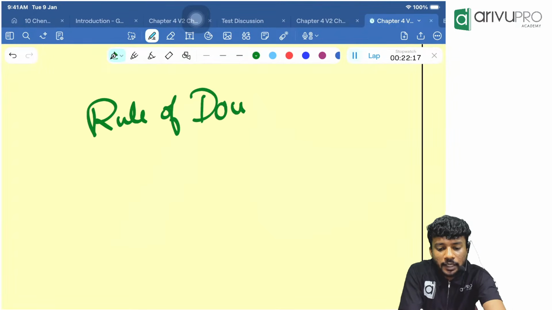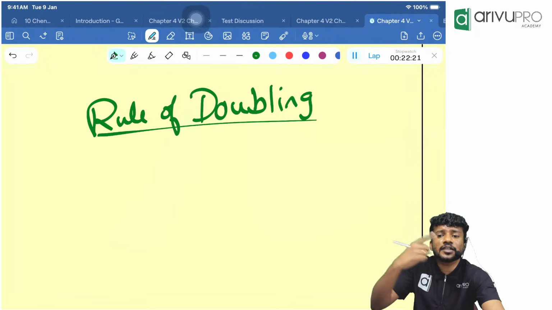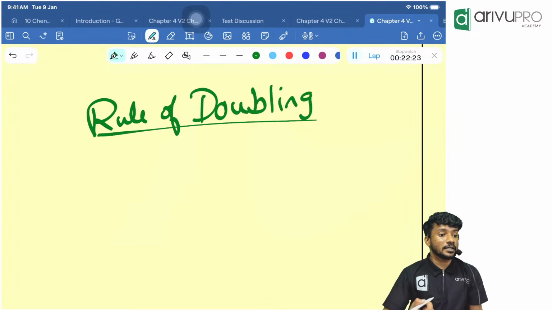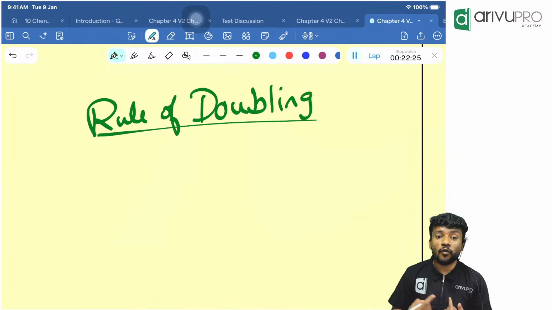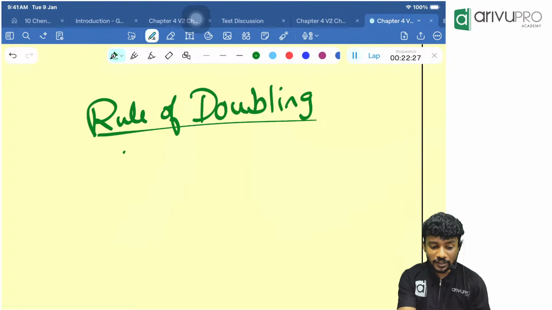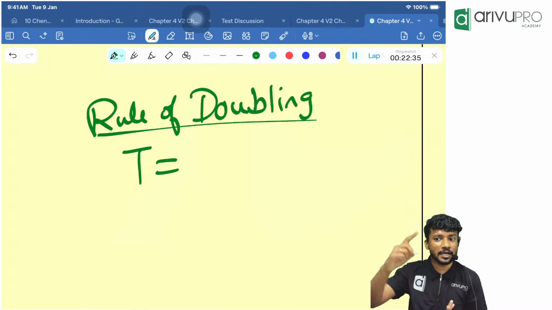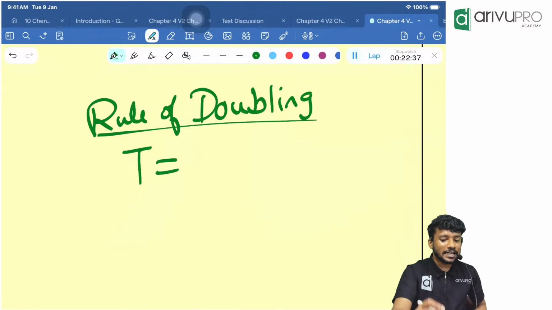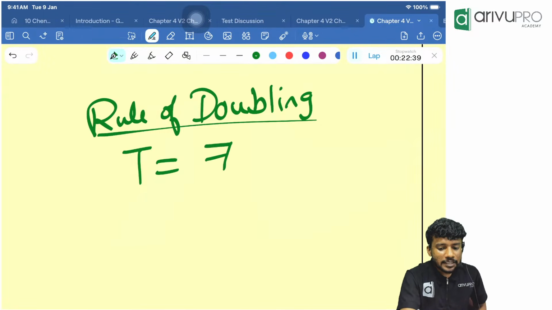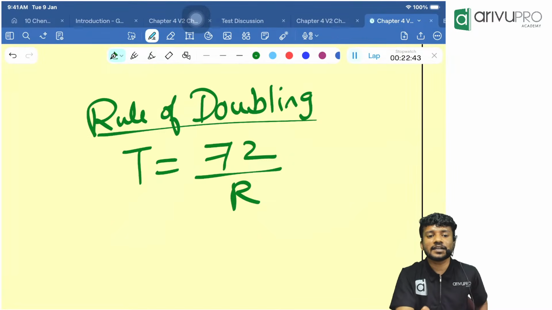What do you mean by rule of doubling, people? Doubling means the money should become double. And they will ask us in what time the money is going to double. That means T should become the time in which whatever money we invested becomes 2 times of itself. That rule is given by 72 divided by R, where R is our rate value.